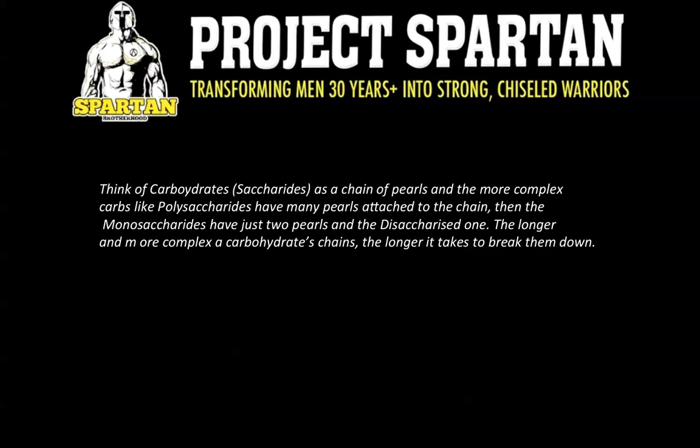This is quite a good summary that I found. Think of carbohydrates, saccharides, as a chain of pearls. The more complex carbs like the polysaccharides have more pearls attached to the chain, while the monosaccharides have two pearls and the disaccharides one. The longer and more complex the carbohydrate chain, the longer it takes to break down. Everyone is unique and has a unique somatotype and metabolic design, but you can get an idea of which carbs are best for fat loss.